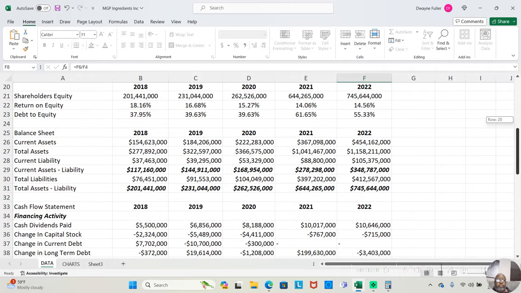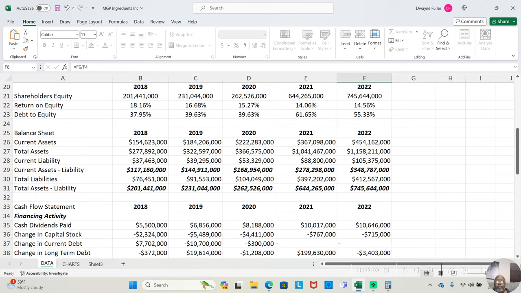Now, when we go down to return on equity, we see their return on equity. In 2018, it was 18.16%. 2019, it was 16.68%. 2020, it was 15.27%. 2021, it was 14.06%. And 2022, it was 14.56%. So it's sort of middle of the road for return on equity. It could be a little higher, but I would consider it decent.